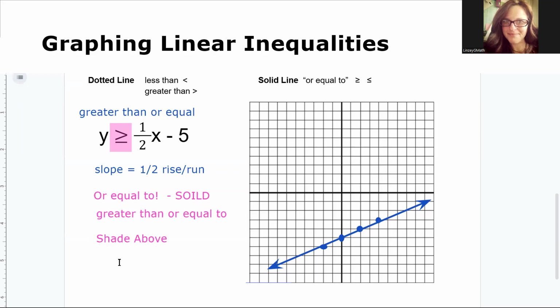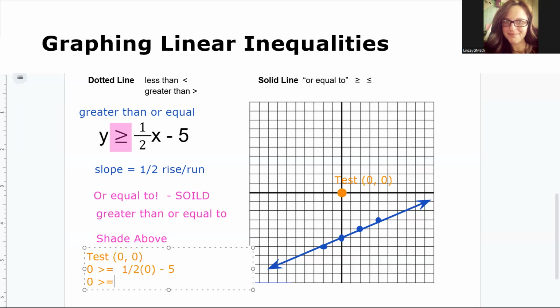If you're not sure what that means, you can always test a point. You can test the point 0, 0, and if it works, this is the area you will shade. Let's test 0, 0, substituting 0 in for both x and y.